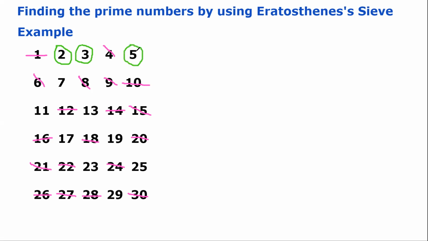Then you cancel all the multiples of 5 from the listed numbers here. 10 is a multiple of 5, but it has been cancelled, so don't waste time. 15 is also a multiple of 5, but it has been cancelled. 20 has been cancelled. 25 is a multiple of 5, but it's not cancelled, so you cancel it. Now we have finished cancelling all the multiples of 5.